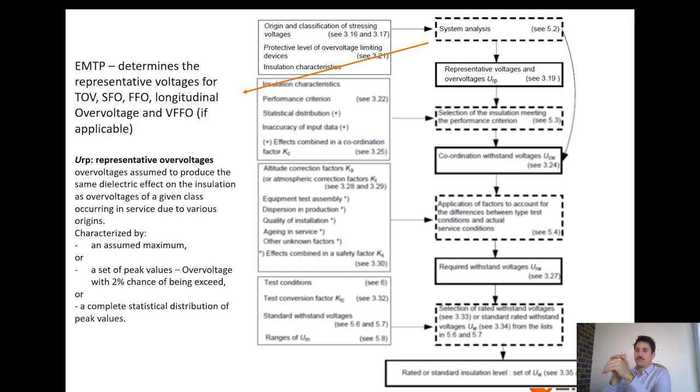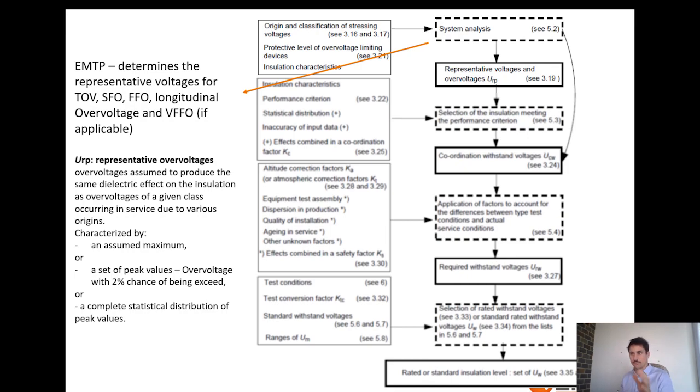So if we now go to a more concrete answer, this is the standard answer, the answer you'll find in the standard. If you talk, for example, about switching, and you do a switching study like I explained, we will simulate a statistical study with a Monte Carlo analysis, and you will have a distribution of overvoltage according to the switching time and maybe other unknowns. Statistically, you will be able to find a maximum voltage, the voltage that will never be reached. That's the assumed maximum voltage. If you do that, that will be your representative overvoltage.